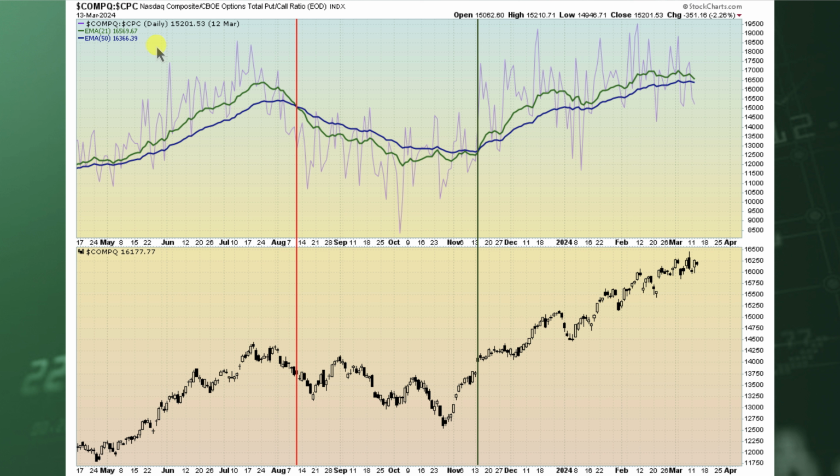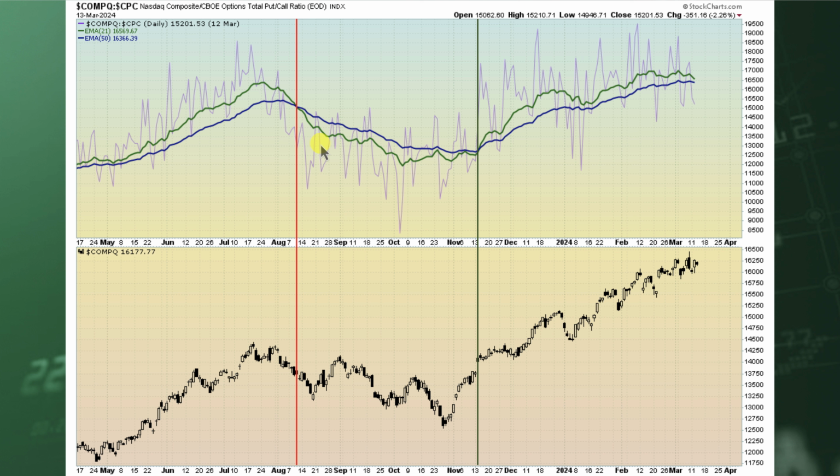Another indicator that I find to be interesting is one known as the old fool indicator. And this is taking the NASDAQ composite and dividing it into the CBOE options total put to call ratio. So that's what the purple line is. But to smooth it out, you can apply a couple of EMAs, 21 and 50. And what you'll notice here is when the green line, which is the 21, crosses beneath the blue line, it can mark a sell signal.